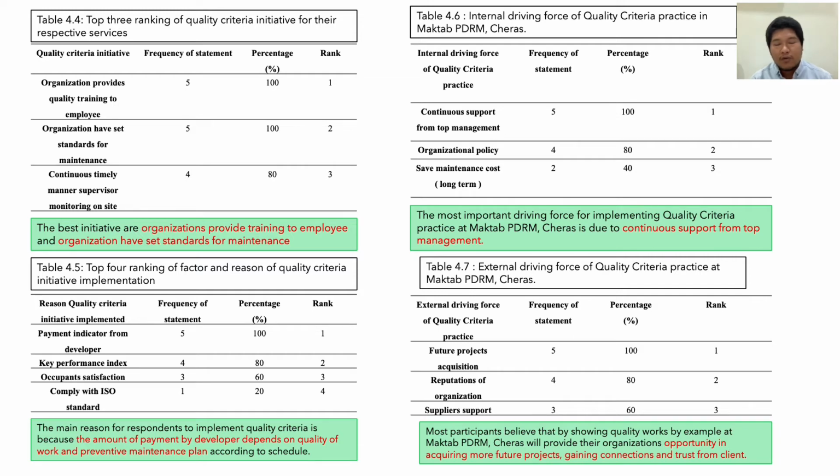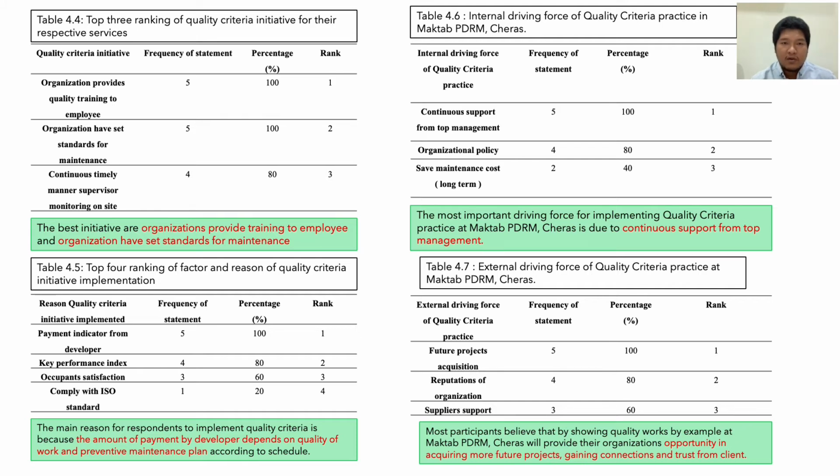So payment indicator from developer, let's say in 1 month they have a few complaints that are not solved within the stipulated time frame, so it affects the quality and it also affects the payment from developer because the problem cannot be closed. So this is the main reason why quality criteria initiatives are implemented. It's because of the payment by the developer: the more the problems, the more the payment will be cut. The payment will be cut based on problems, and this is why they are afraid if they cannot solve any breakdowns within the stipulated time.